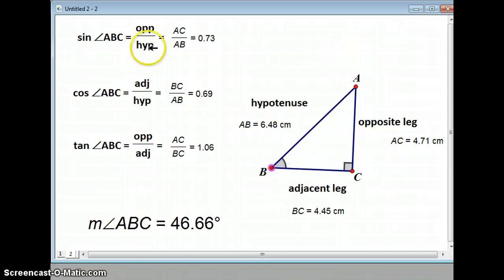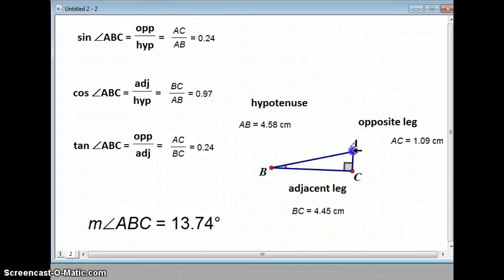And the hypotenuse is always longer. So since the hypotenuse is always longer than the opposite, and the hypotenuse is always longer than the adjacent, we always get these fractions where the big number's on the bottom. You notice that in both of these. So the answers for sine and cosine are always going to be numbers that are less than 1.